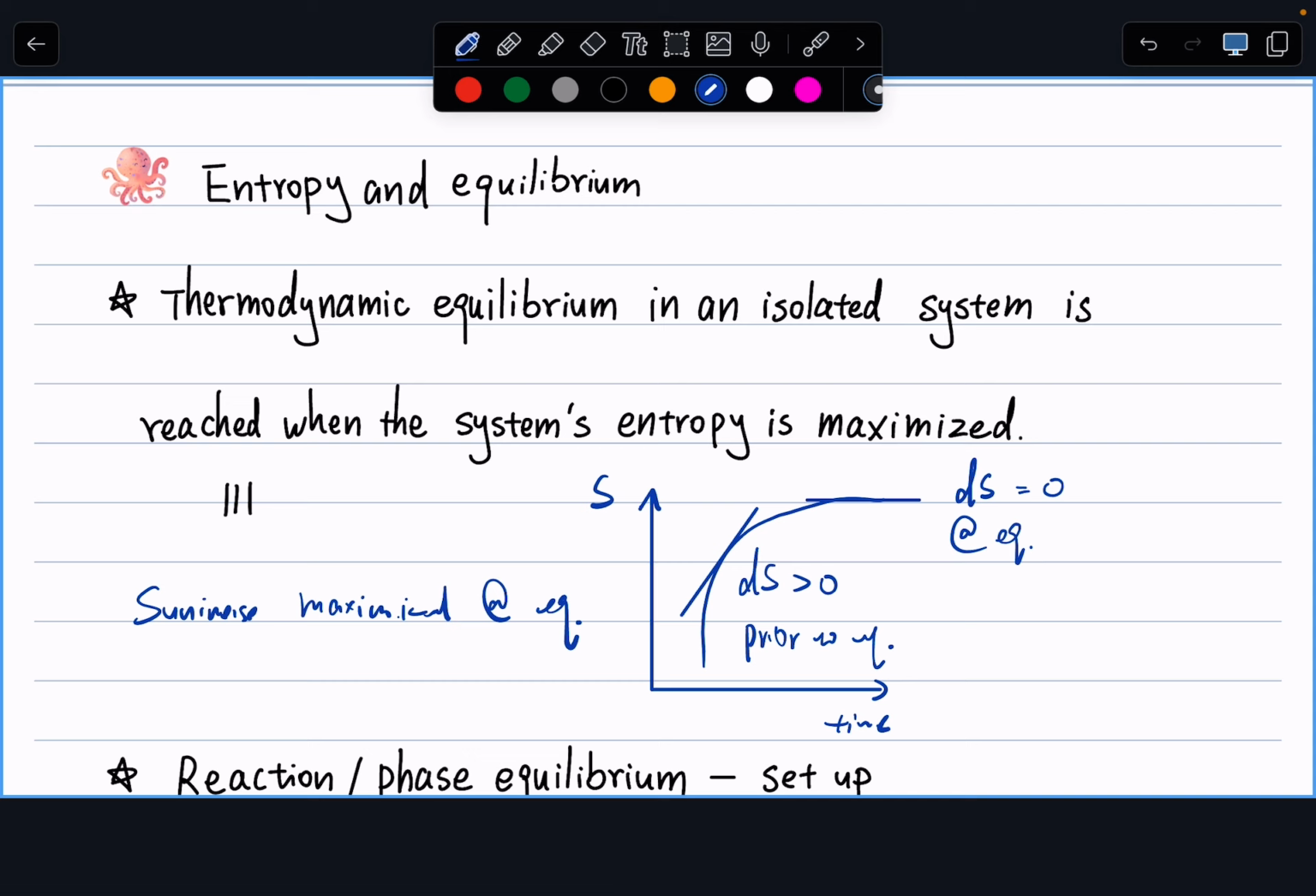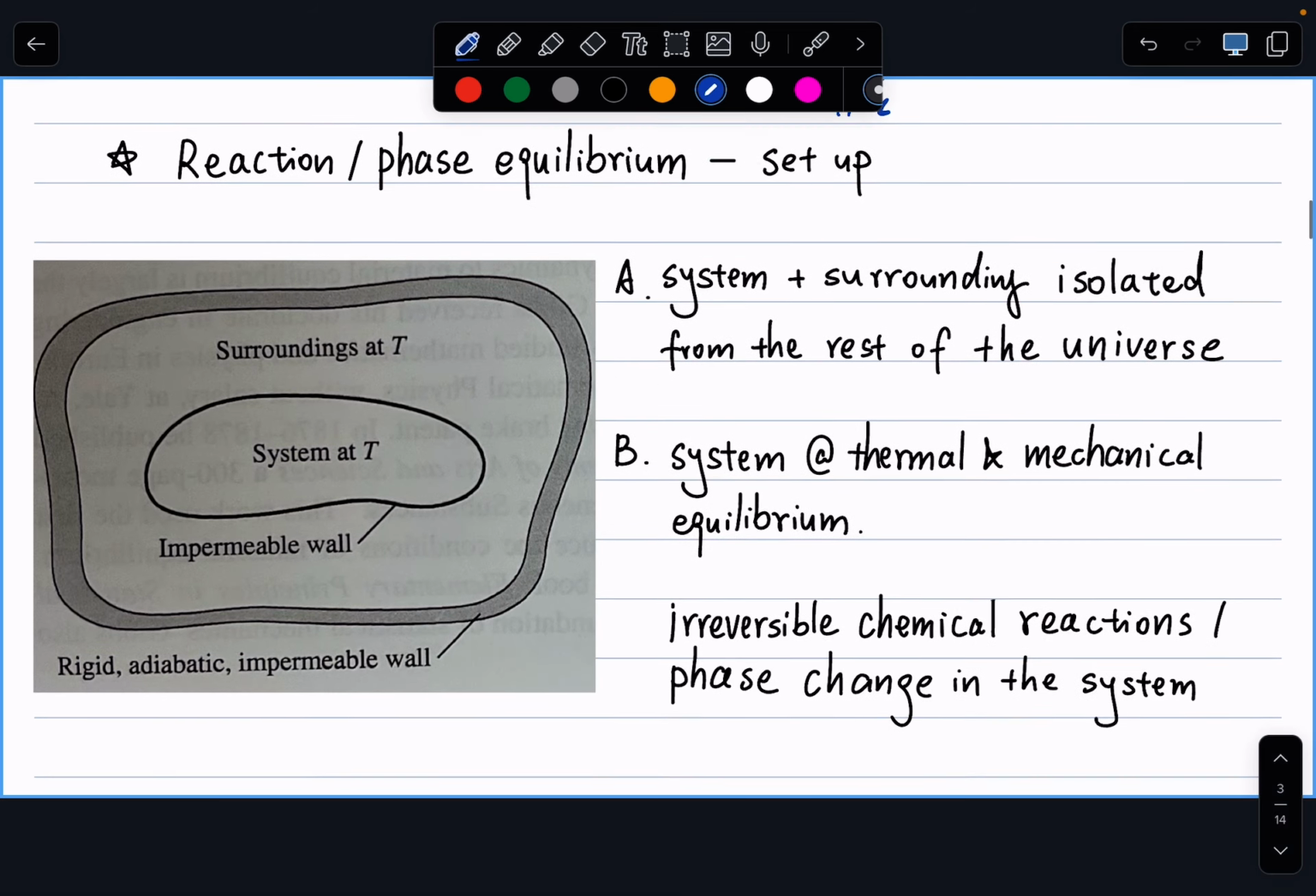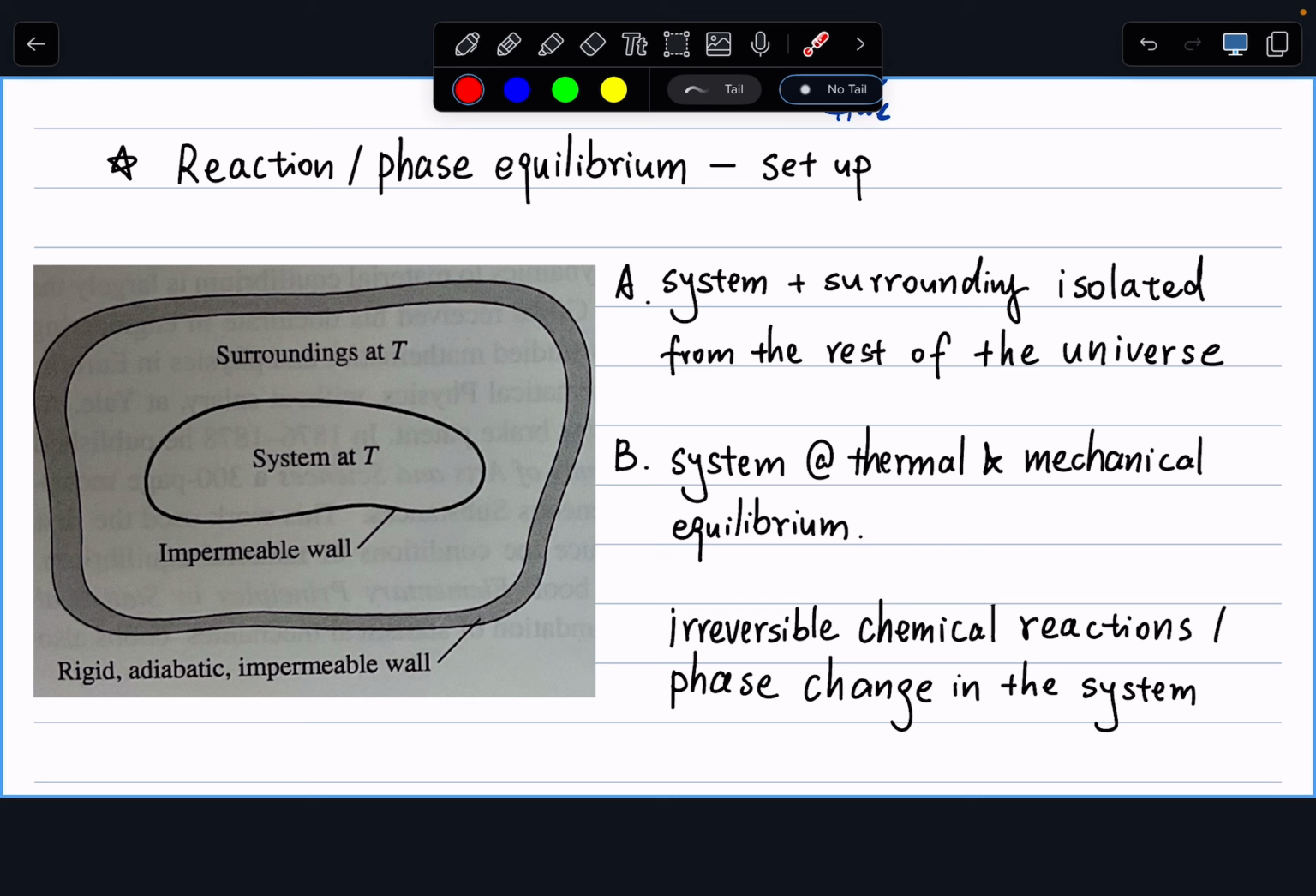Now let's take one step further, considering a setup like this. Imagine we have a big tank, say a huge tank, that's surrounded by a rigid, adiabatic, impermeable wall. So whatever is inside the wall is isolated from the entire universe. Now in here, we manually define a system and a surrounding. So that system can be some kind of reaction container where the surrounding is like a water tank, right? So that's just the water in there.